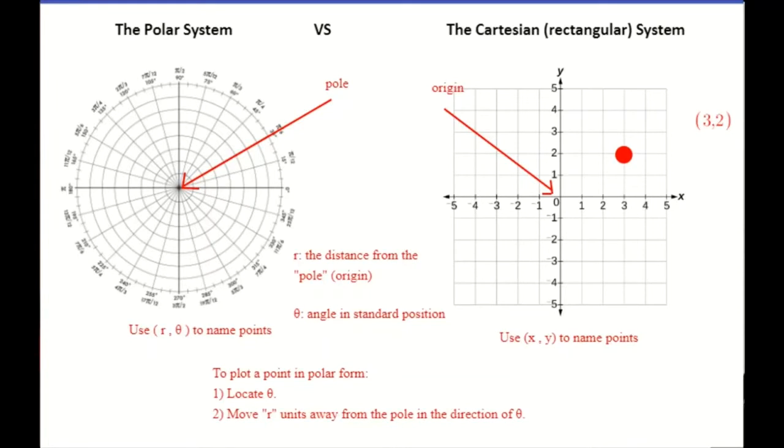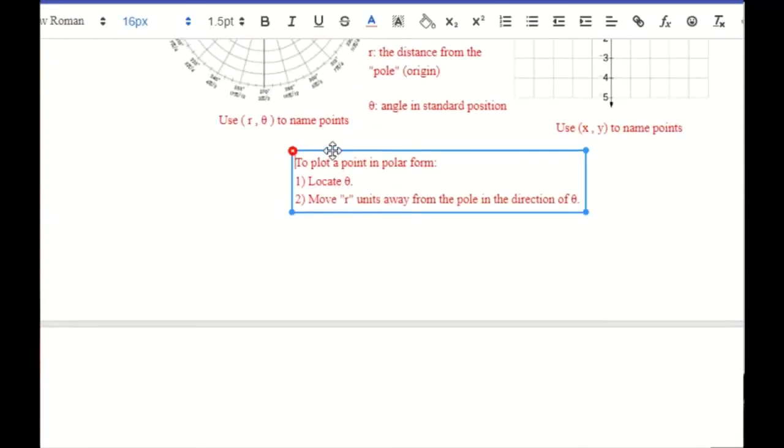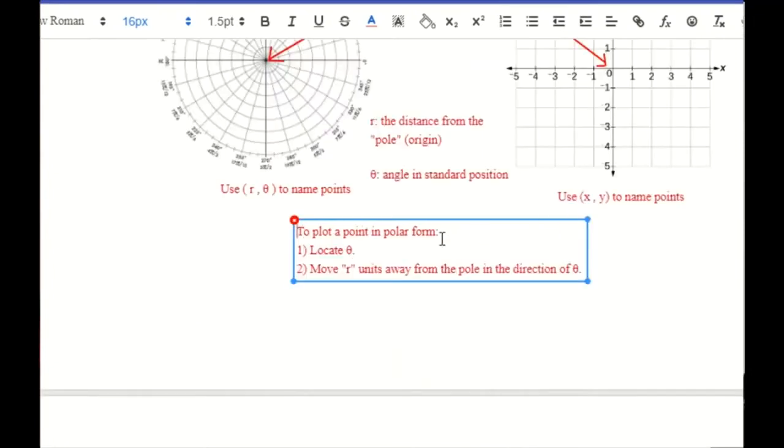So let's try to plot some points that are given in polar form, and then we'll look at a few other things as well. I've got essentially two problems here. I want to plot 1 comma 5 pi over 4 and 3 comma 3 pi. It's a little harder to sketch these for sure. I would recommend just doing the best you can when you're trying to actually draw it out. But when we're trying to plot these points, we want to follow the directions that I gave on the previous slide, and so let me go ahead and pull that over just so we don't have to keep going back there.